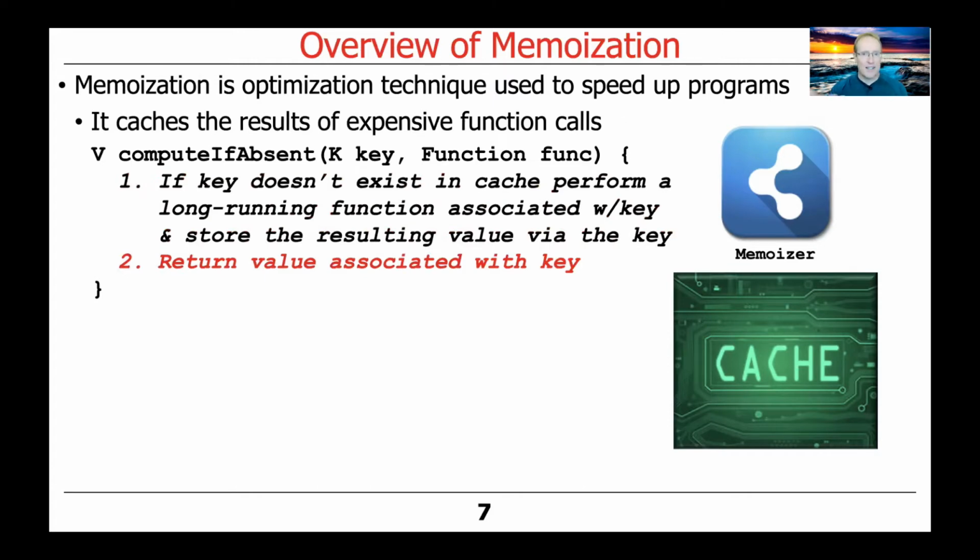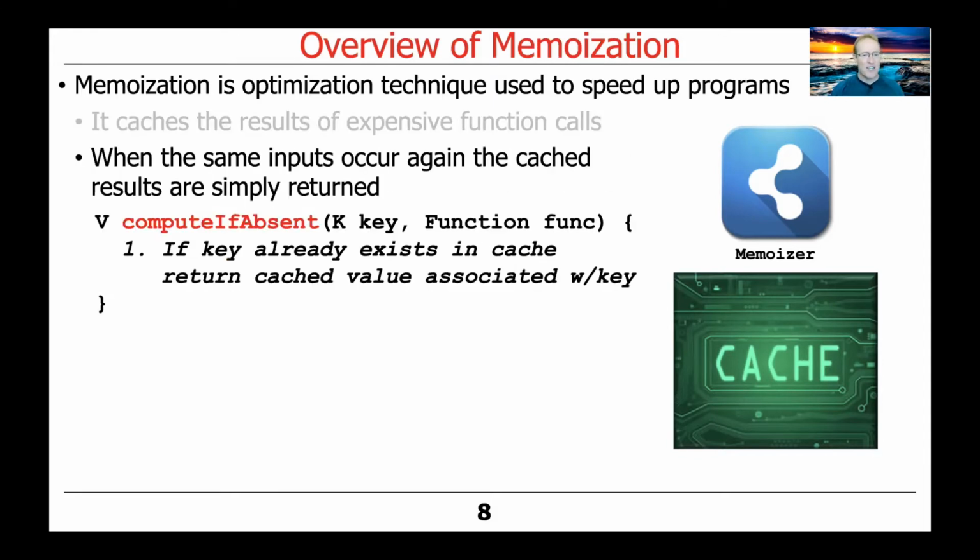So this is basically a cache, right? You do a computation, you store something in the cache, and then if someone comes along later and asks for the same result, in other words, passes in the same key, then this Memoizer will not have to rerun the long-running expensive function, but instead can just return the cached value that's associated with the key. That's the basic idea. It's a cache.